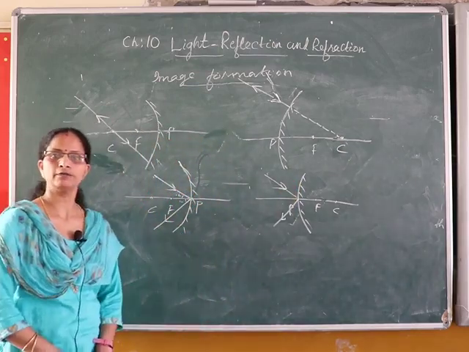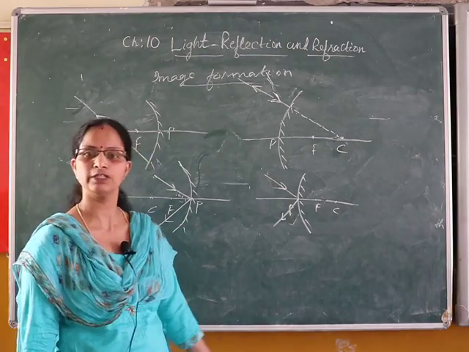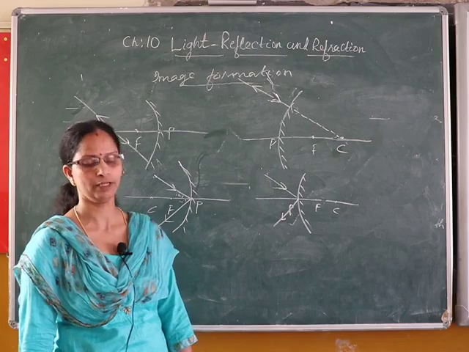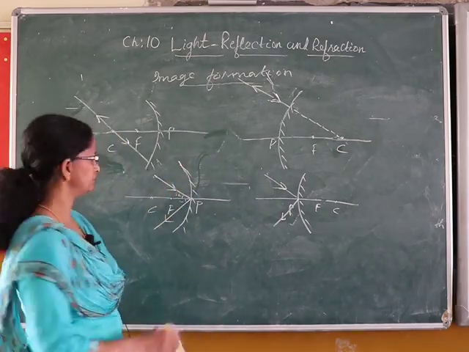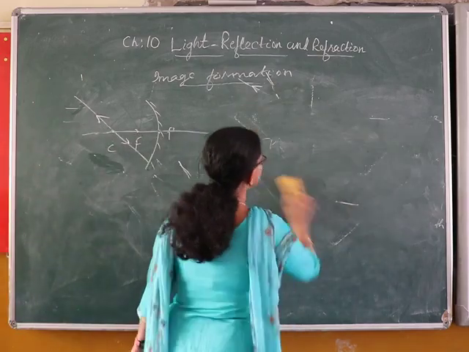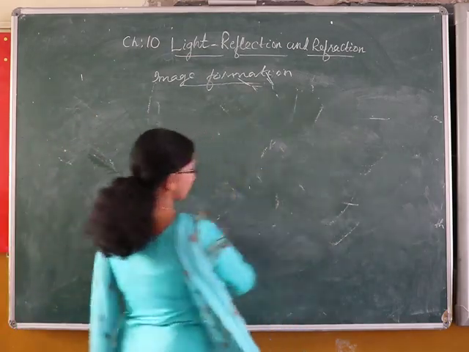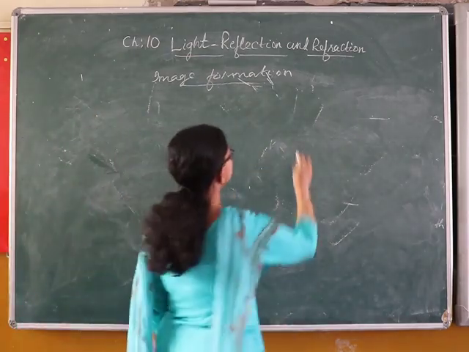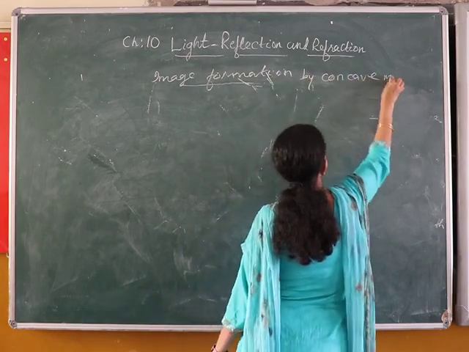So to construct a ray diagram for the image formation of an object, out of these four rays we discussed here, any two rays we can take to draw the image of the object. So only two rays are sufficient. Next we are going to see the image formation by a concave mirror.